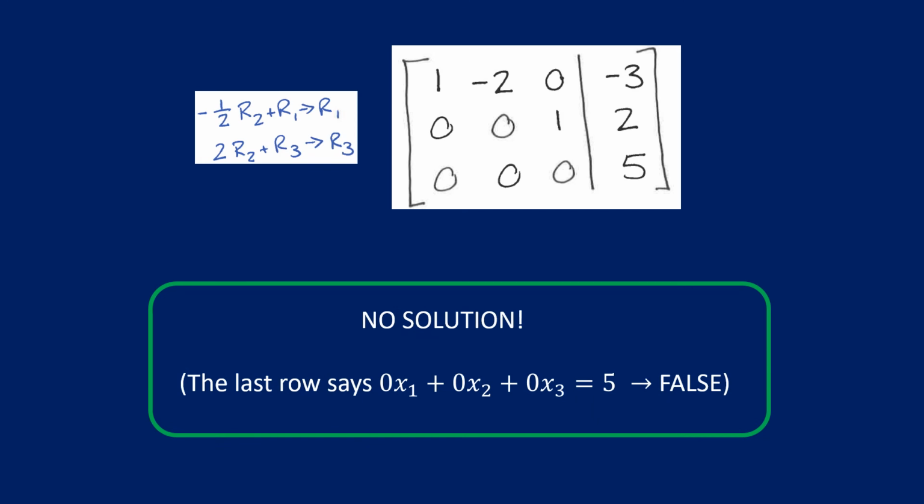Now notice the last row here says that 0x1 plus 0x2 plus 0x3 equals 5. Well, 0 is never equal to 5. This is a false statement. This is an example of a no solution.